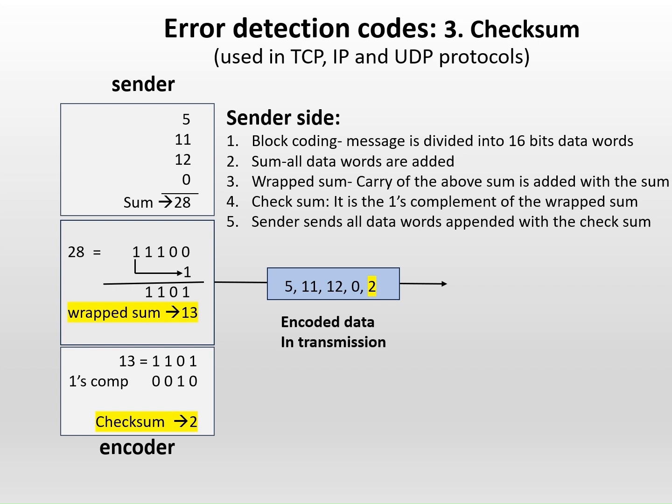Then in the second step, it is summing all the data words. In the third step, it is adding the carry to the sum and creating a wrapped sum. And then the ones complement of the wrapped sum is called the checksum, that is step number 4. And then the sender is sending all the data words plus the checksum to the receiver. Okay, just like what is shown here.